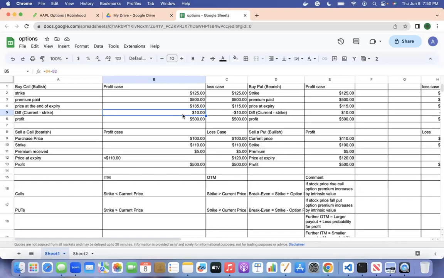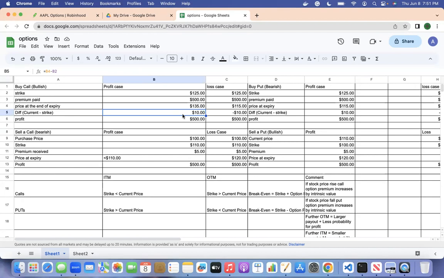But guess what? You paid a $500 premium from your pocket when you were buying the right to buy the stock at 125. So that would be a debit. It's a minus from your total profit. So $1,000 is not your total profit. Your total profit is going to be $1,000 minus 500, right? So you're going to make $500, just because Apple stock went up.